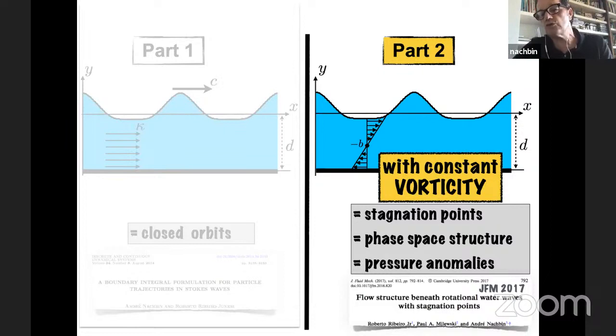People numerically were using the stream function to see recirculation zones and so on. So we revisited this problem, and with the particle dynamics and other things, we were able to find the exact position of these points and other things. So we got this phase space structure. And one thing that Da Silva and Peregrine had already pointed out is some pressure anomaly, which I'll report to you, which is also very interesting, that appears out of this submarine structure.